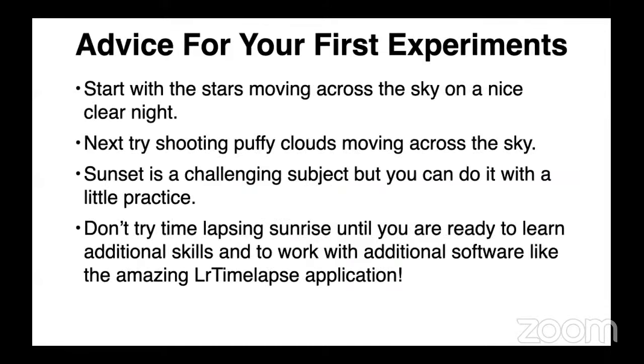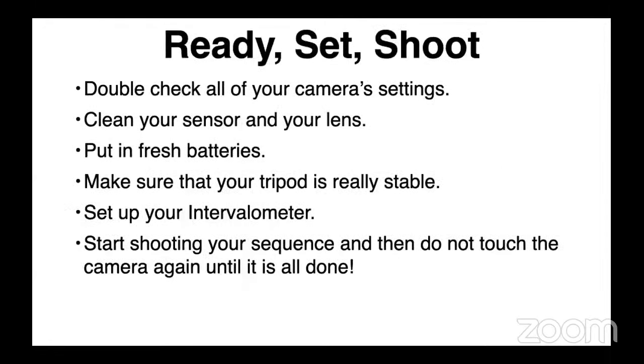So to wrap all this up, my advice for your first experiments, start with the stars moving across the sky on a nice clear evening. Start by focusing the lens in advance. Tell it to shoot 300 photos, one after another after another. Make sure that your batteries are full. Clean your sensor, clean your lens. Make sure the tripod is nice and stable.